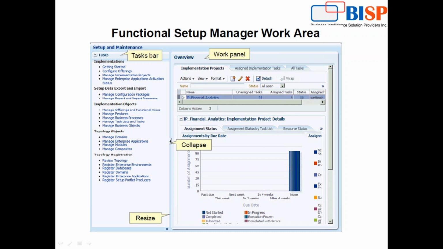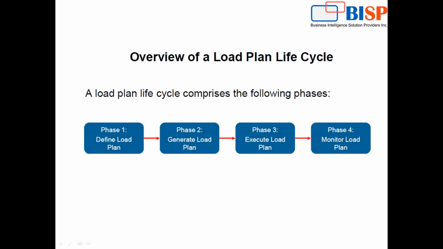We need to understand the relationship between each and everything so that we understand the whole product. So, understanding OBIA is nothing but understanding the sub tools which are used inside the product and knowing the relationship, right? So that is about the functional manager.